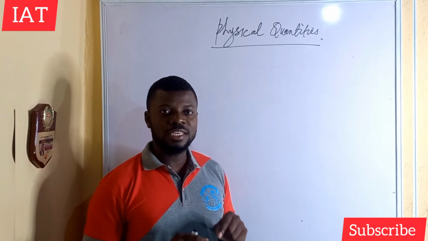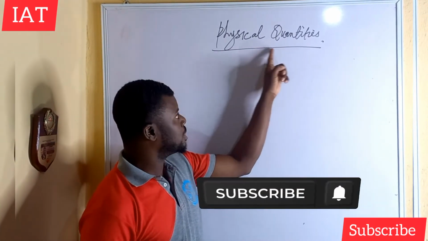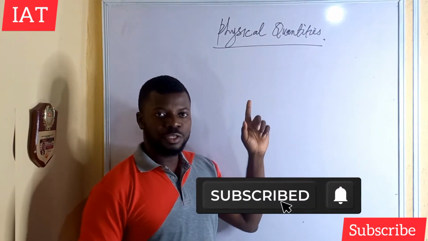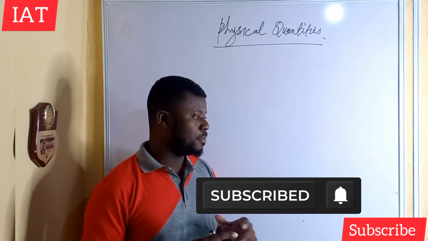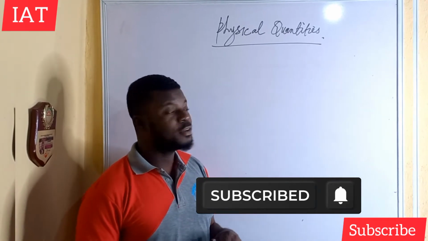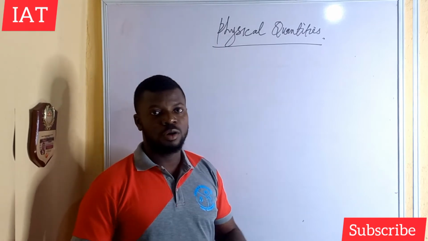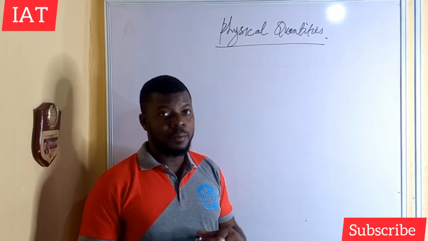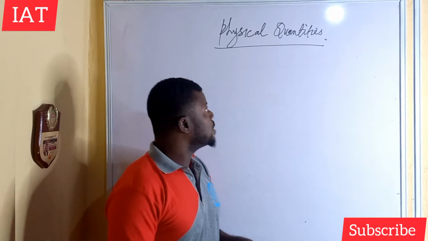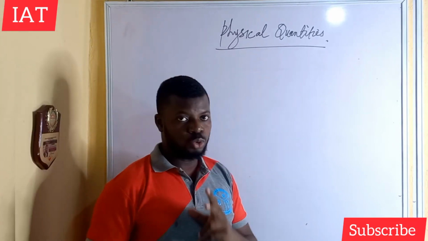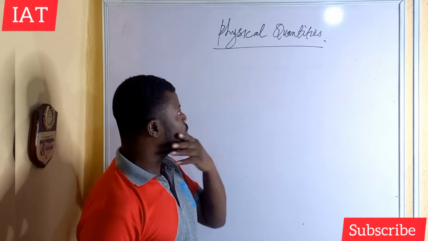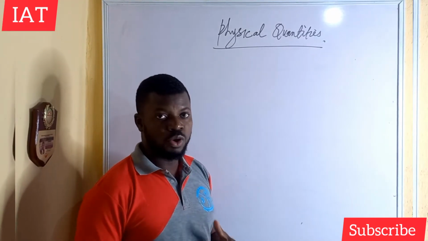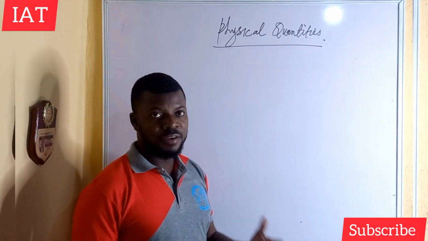And welcome back. In this video, we're going to discuss physical quantities. These physical quantities in physics just talk about the properties of materials which we use in measuring or quantifying any materials. Quantifying means measure. This physical quantity has two types. The first one we're going to talk about is the fundamental quantity, and the second one is the derived quantity.